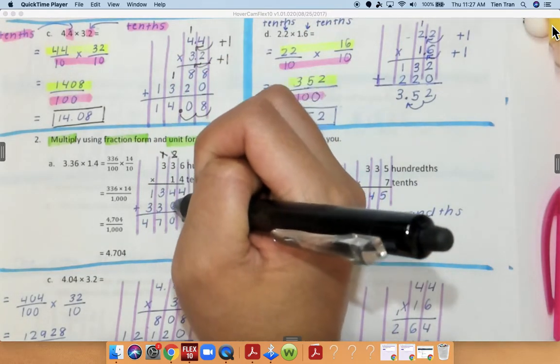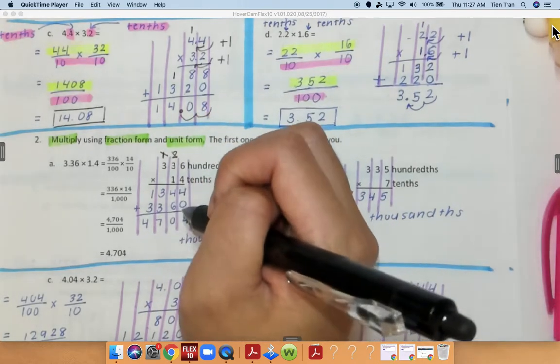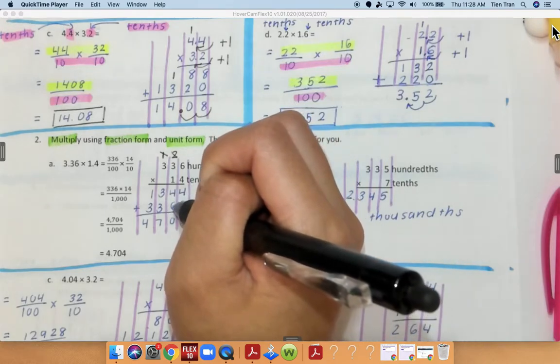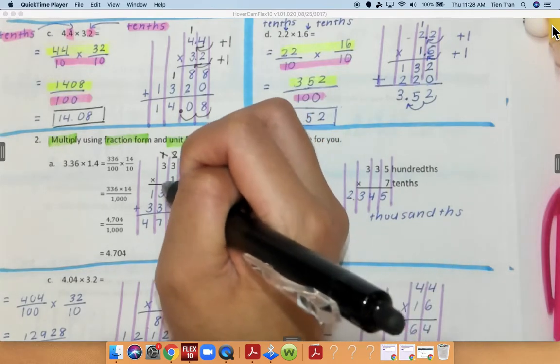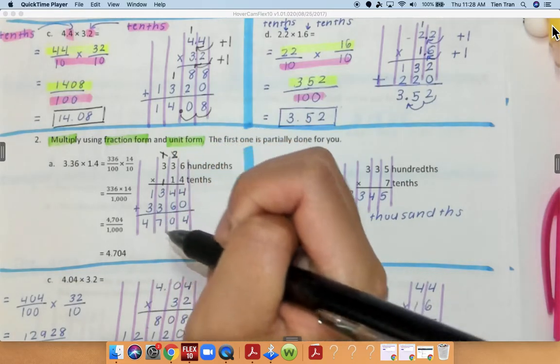1 times 6 is 6. 1 times 3 is 3. And again, 1 times 3 is 3. Add your numbers together. 4 plus 0 is 4. 4 plus 6 is 10. 3 plus 3 is 6, plus 1 is 7. 3 plus 1 is 4.